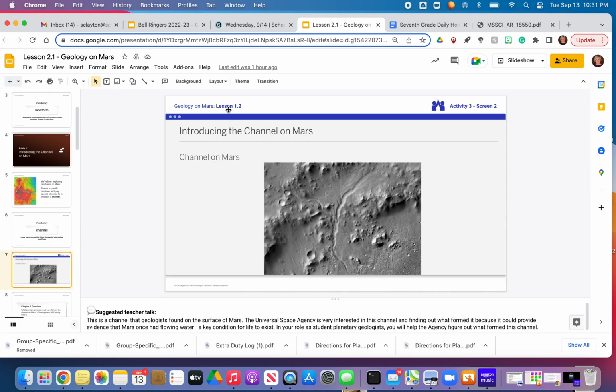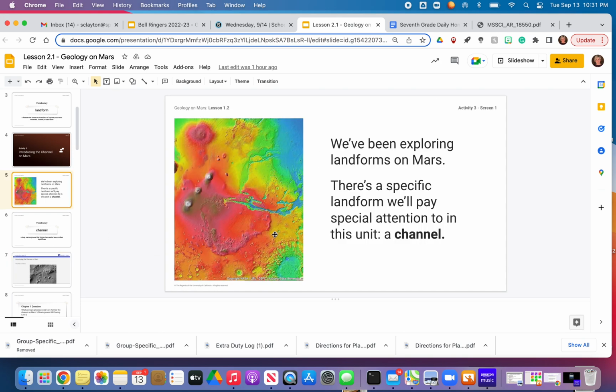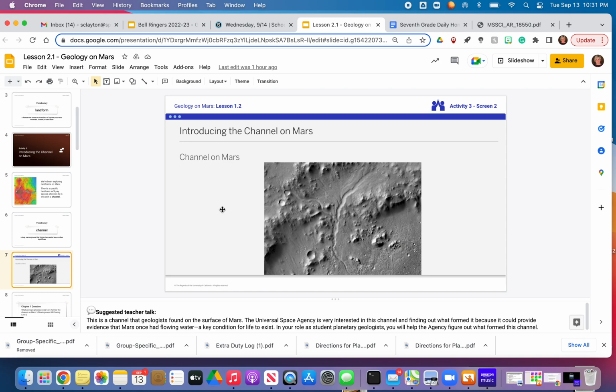If you go into lesson 1.2, go to activity 3, screen number 2, and you can see a really good close-up picture. My screen cuts it off a little bit. But this is a channel that the geologists found on the surface of Mars. It is not in this picture at all, so don't try and find it. It's not there, but it really is on the surface of Mars. And we're trying to find out if the geologic process that formed this was formed by water or by lava.